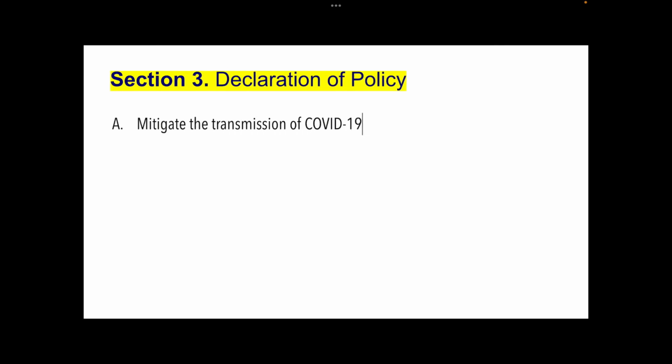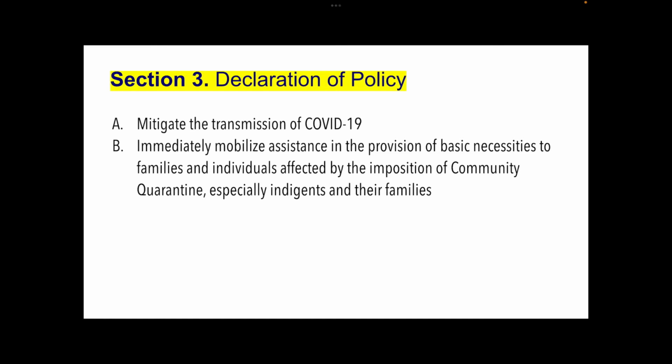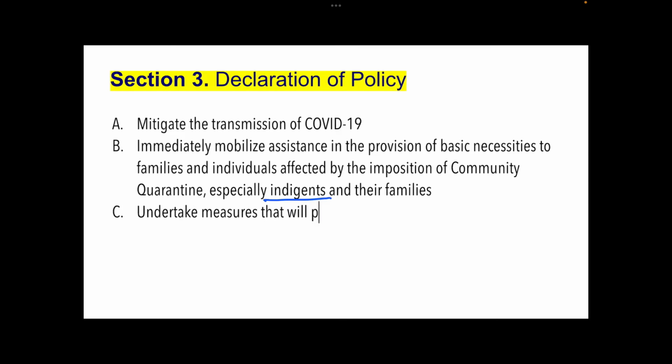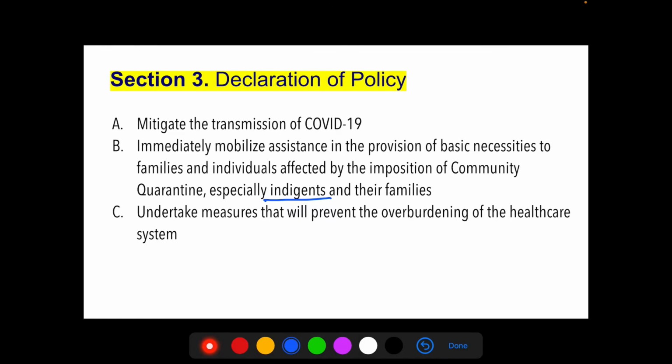So number 1, mitigate the transmission of COVID-19. So that now includes the wearing of masks, of face shields, and other PPE that would greatly reduce the transmission of the virus. And also to immediately mobilize assistance in the provision of basic necessities to families and individuals affected by the imposition of community quarantine, especially the indigents and also their families. And also to undertake measures that will prevent the overburdening of the healthcare system.